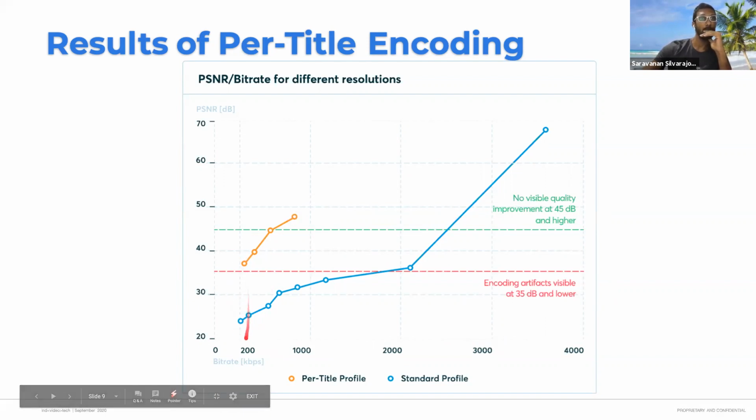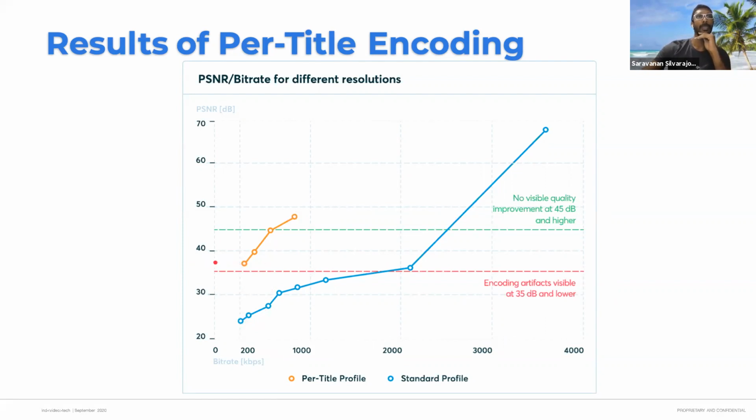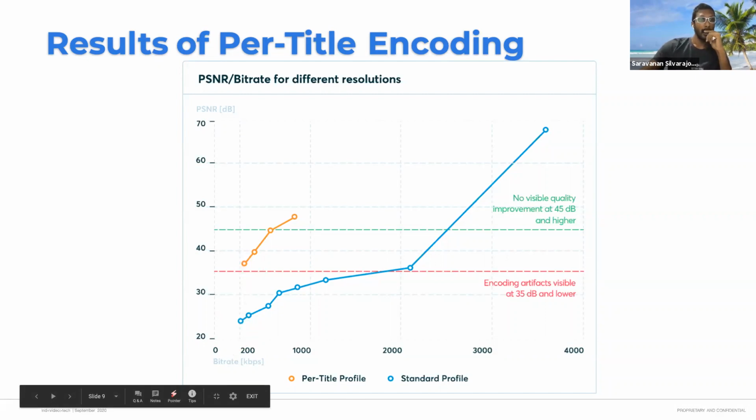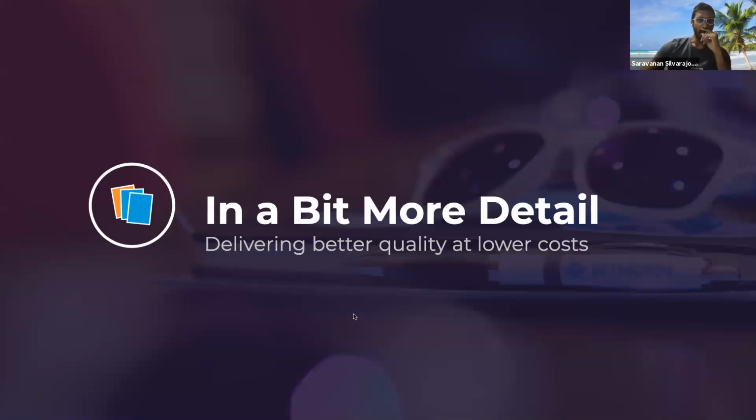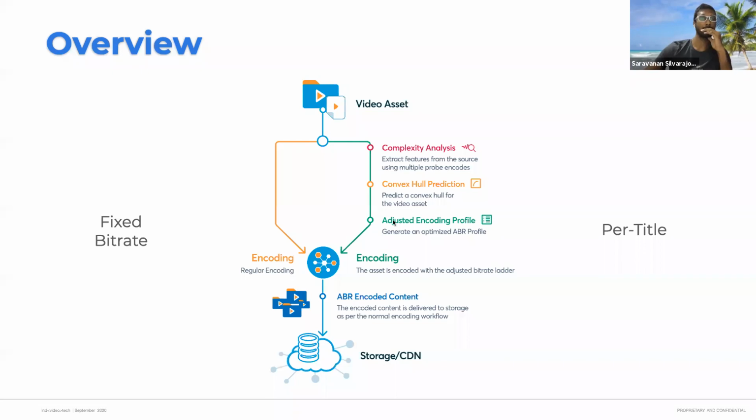So at the bitrate of 200 kbps, we have upped the quality to above 35 decibels PSNR value. Whereas in a fixed bitrate ladder, it's sub 30, right? Close to 25 decibels. So we have done two things. We have reduced cost, yet maintaining the quality. And we have also improved quality at an existing bitrate, right? So now that we have covered the macroscopic view, I'm going to go into a little bit more detail on the per title logic and workflow.